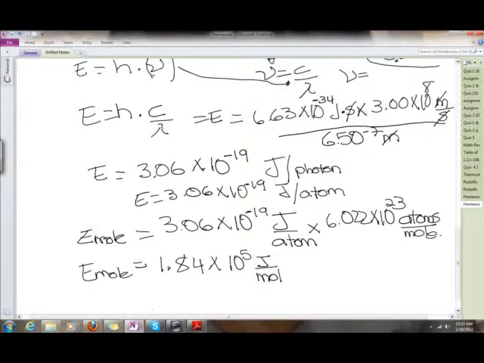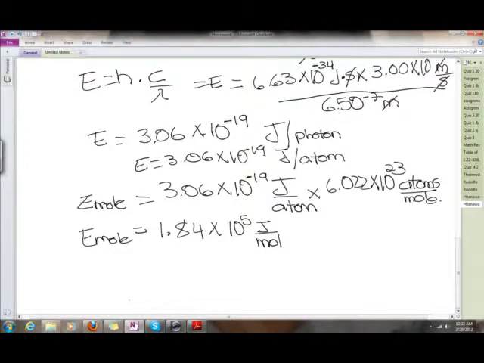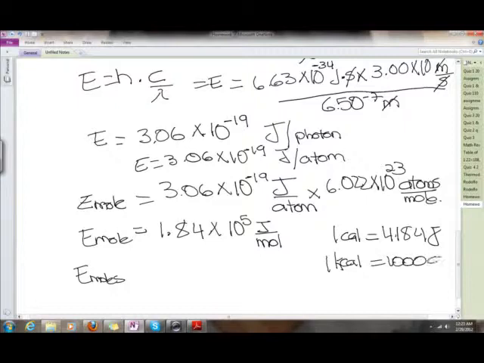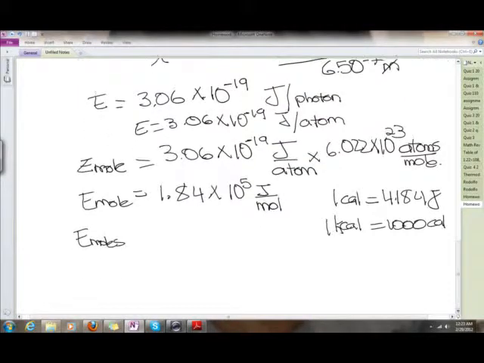Now it says to express the answer in kilocalories. It's basically the energy per mole in kilocalories. Let me write down the conversion. 1 calorie is equal to 4.184 joules, and 1 kilocalorie is equal to 1,000 calories. So we do both conversions. We first take it from joules to calorie and then to kilocalorie.